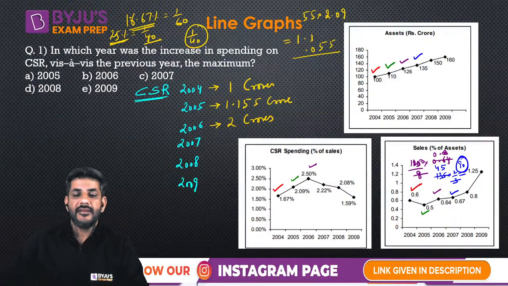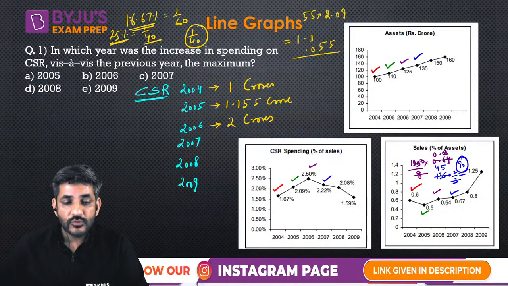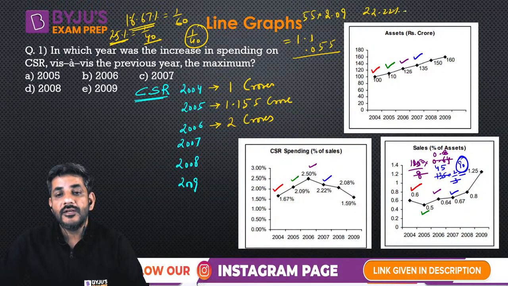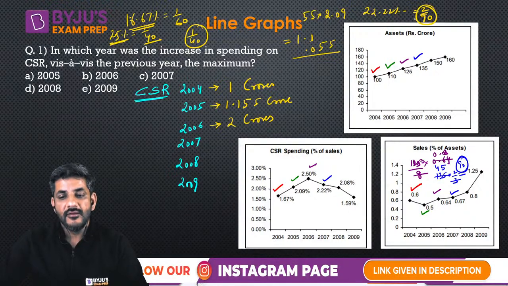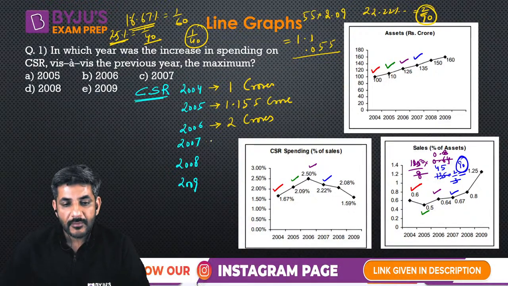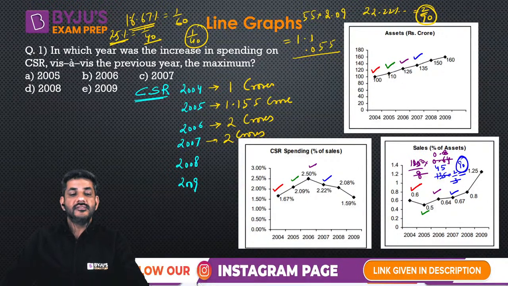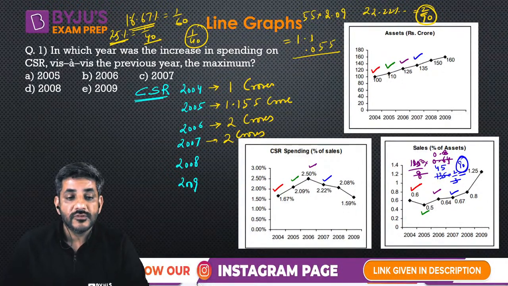This is equal to 90, and 90 of 2.22%. So again, what is 22.22%? 22.22% is 2 by 9. So 2.22 is 2 by 90. 2 by 90 of 90 would again be equal to 2 crores. So 2 crores is for 2007.